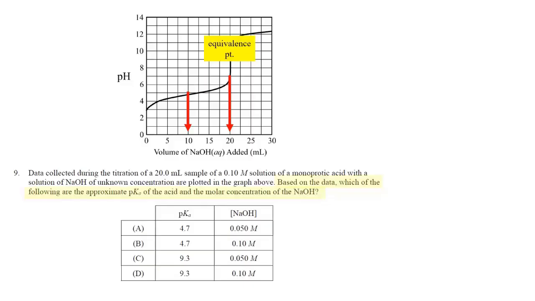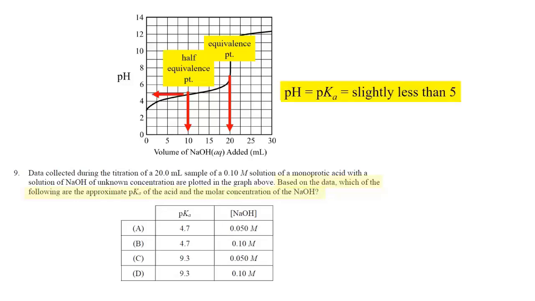Now, pH equals pKa at the half equivalence point, and if I look at the y-axis, the pH at the half equivalence point is just under 5. So the pH equals the pKa, which is slightly less than 5. Well, I've got two choices for pKa, 4.7 or 9.3. Okay, so it's definitely 4.7 and not 9.3. I'm going to eliminate choices C and D.